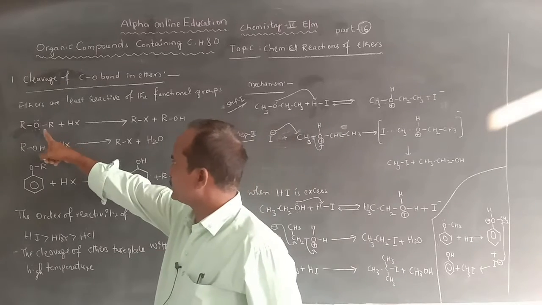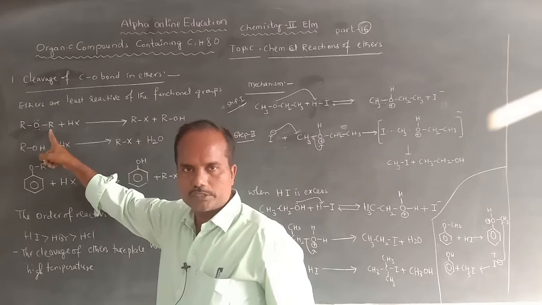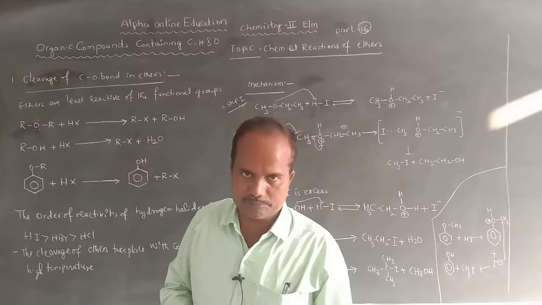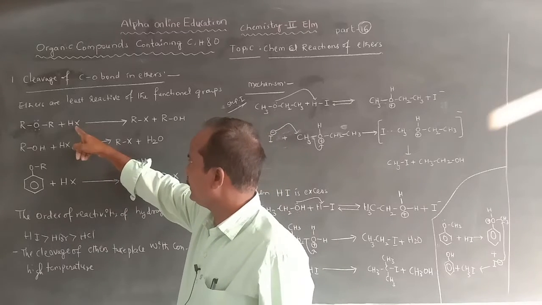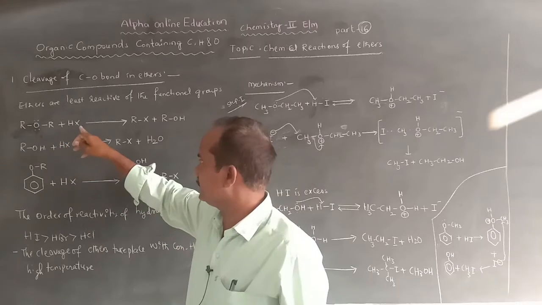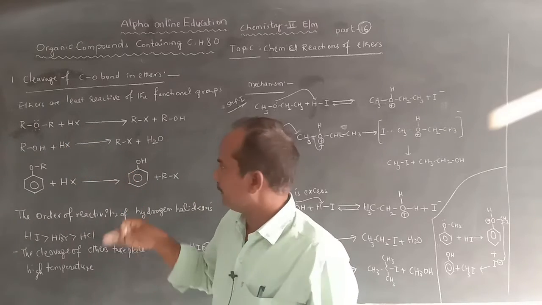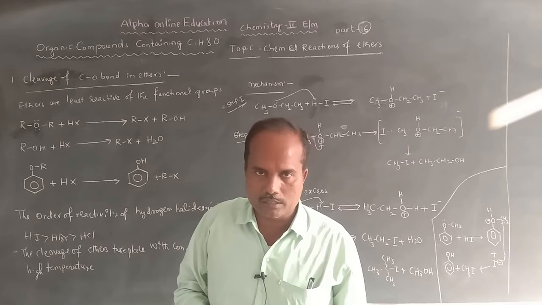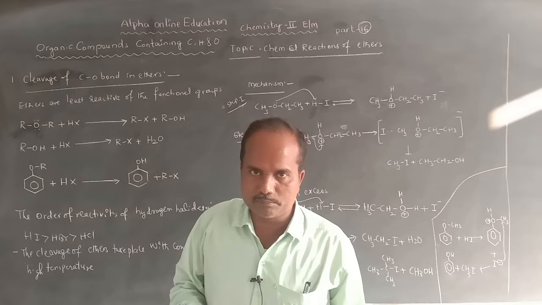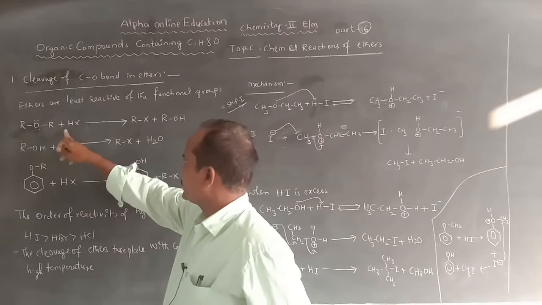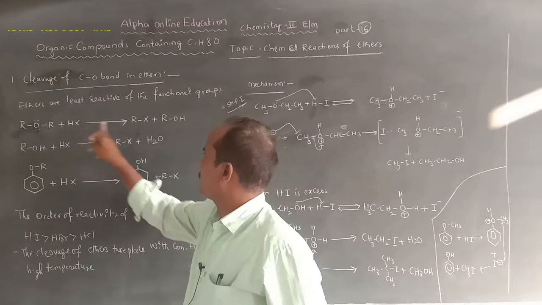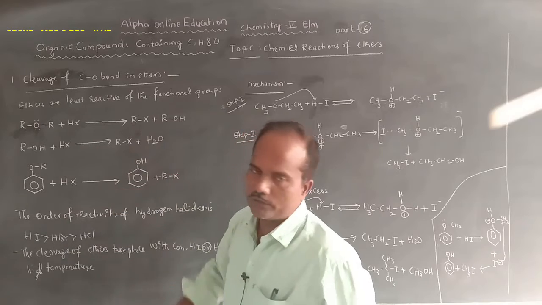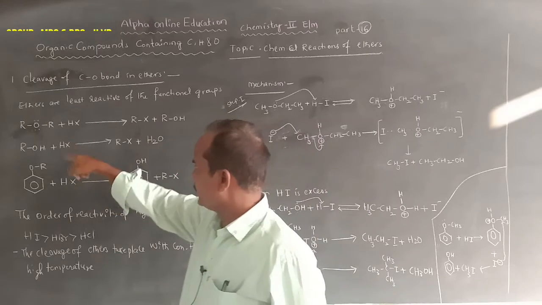Ethers are least reactive, so due to this reason drastic conditions are required: a high temperature, and highly acidic hydrogen halides, concentrated hydrogen iodide or concentrated hydrogen bromide. In that case, 1 mole of ether can form 2 moles of alkyl halide.